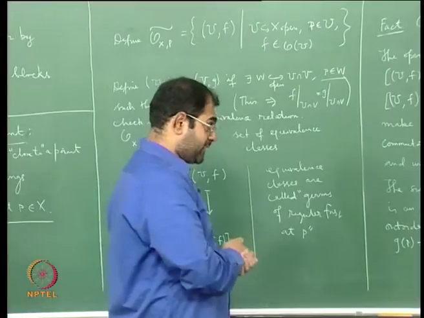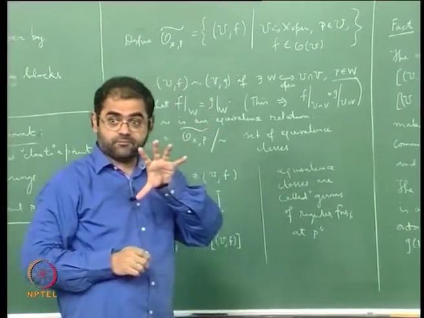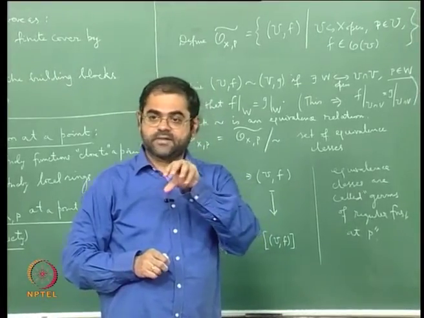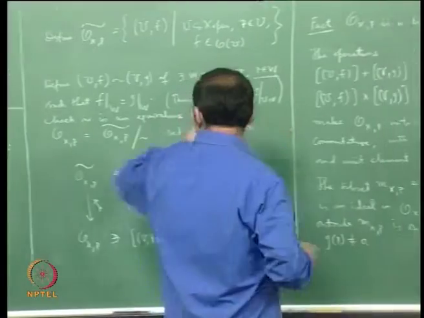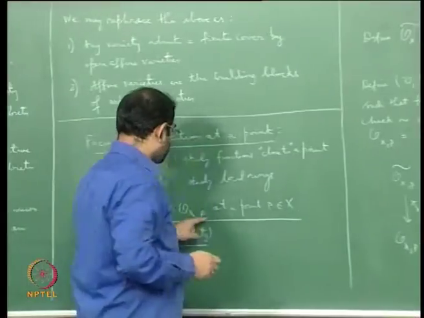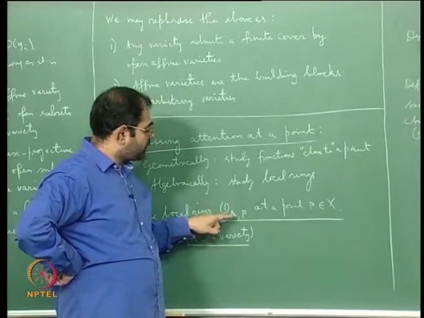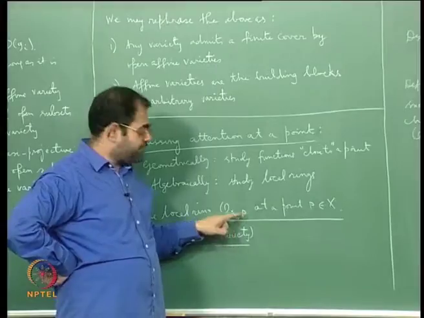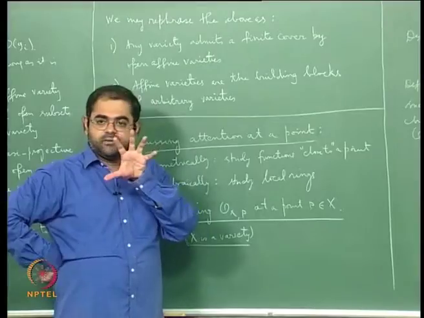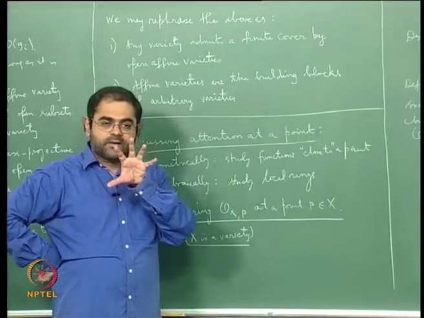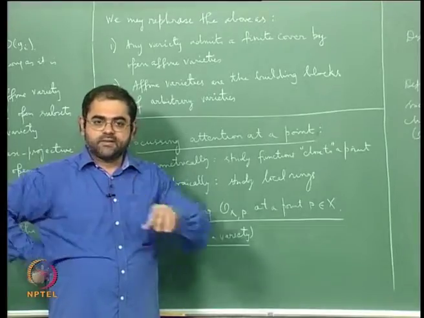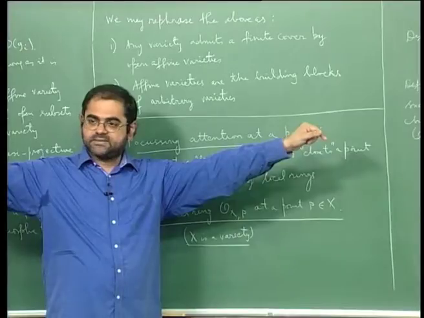The other fact is that the local ring will not change if instead of X you take an open subset which contains the point P inside X. So instead of computing the local ring of X at P, if I compute the local ring of U at P, where U is an open subset of X which contains the point P, I will still get the same local ring, which means that the local ring depends only on a neighbourhood of P. It does not depend on the ambient variety, okay.